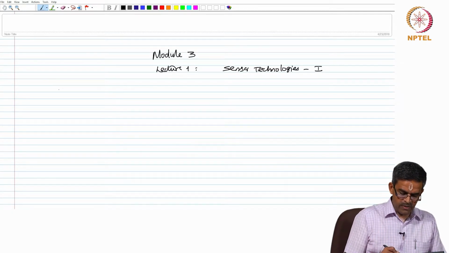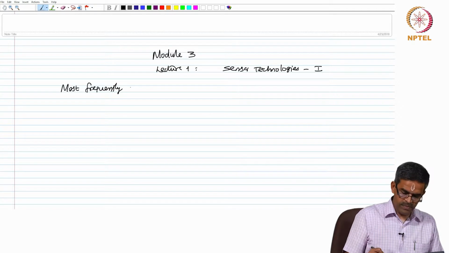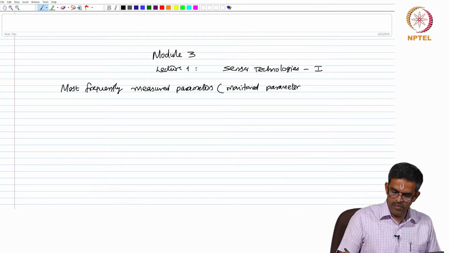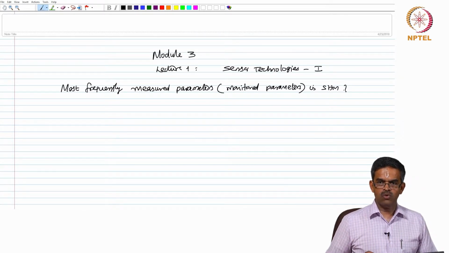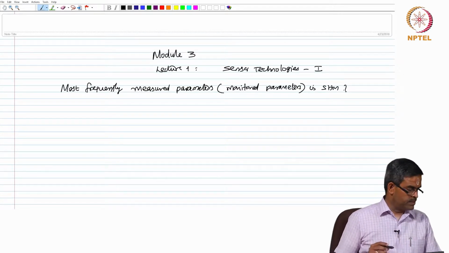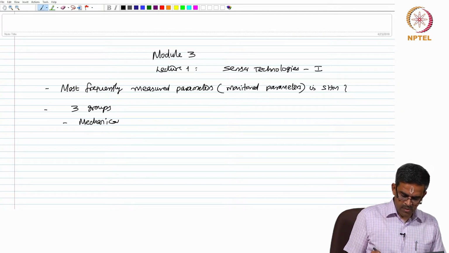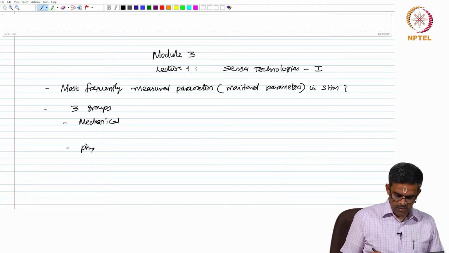Before we understand the sensor technologies, let us try to ask a question: what are the most frequently measured, or let us say monitored, parameters in structural health monitoring? Because based upon these parameters, sensors are chosen accordingly. Let us try to understand what these parameters are. These parameters vary by and large in 3 groups. We measure mechanical parameters, we measure physical parameters, we measure also chemical parameters.